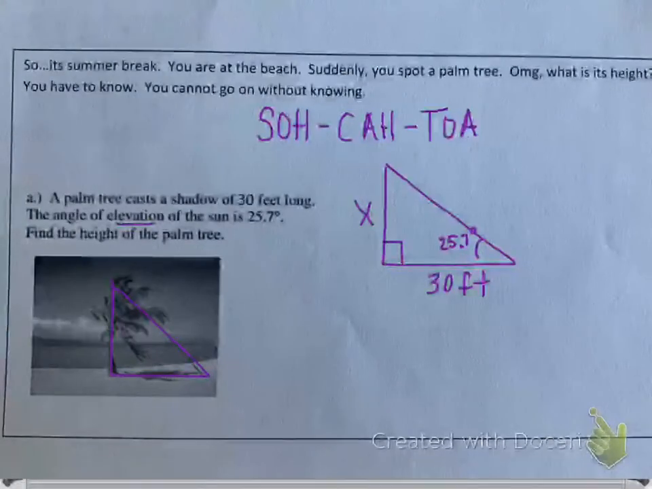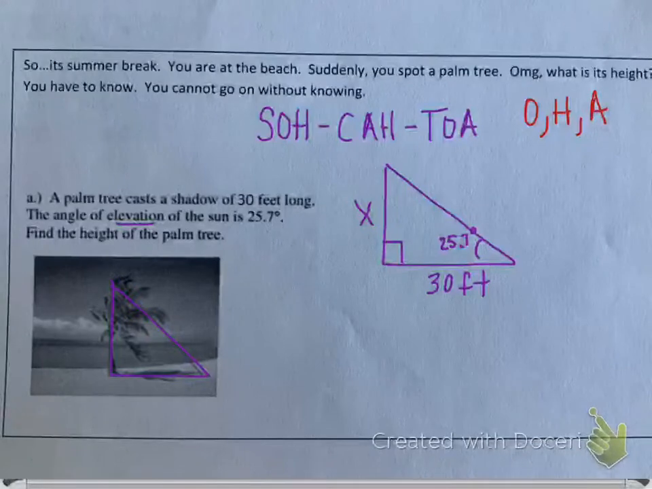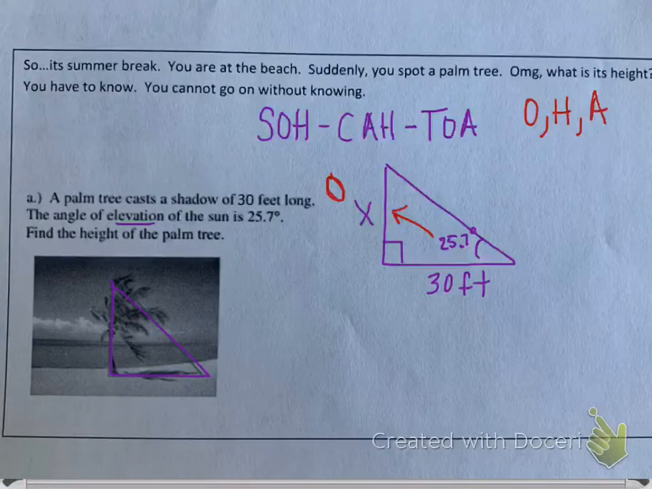So in order to find the height, we're going to label our O, our H, and our A: opposite, hypotenuse, adjacent. And again, you're only labeling the two sides given, the 30 and the X. So our reference angle is the 25.7. So directly across from that is always my opposite. Because there's a variable there, we're going to label our O.